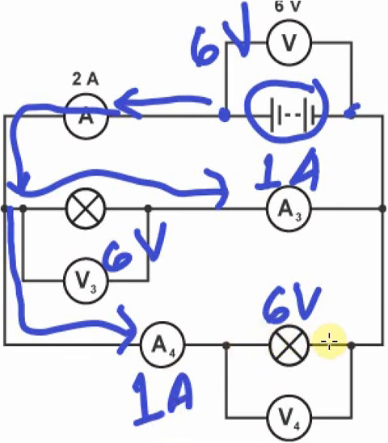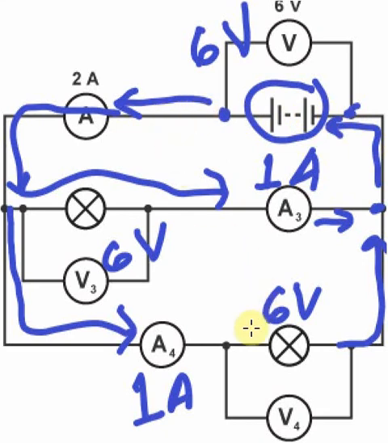What happens is 1 amp travels through this branch and goes to here. 1 amp goes this way. When they get to this point here, they add together and add up to 2 amps. So 2 amps is going to flow back into the battery, go through here, and 2 amps will come out.